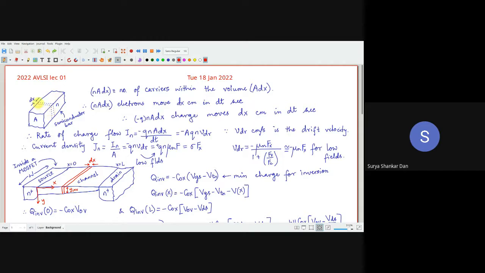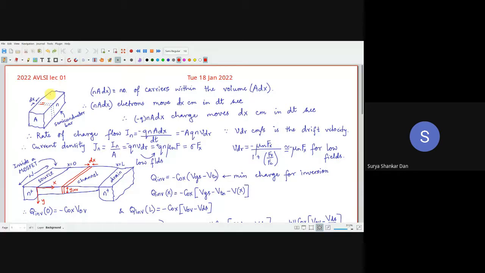So what is the number of carriers inside these dotted lines? Obviously, area multiplied by the length dx will give you the volume, and multiplying by n, the density of the free carriers, will give you the number of carriers within the volume A dx. Very simple: small n, the number of carriers per unit volume, multiplied by the volume A into dx. Therefore, n into A into dx number of electrons are moving through a distance of dx, from here to there.